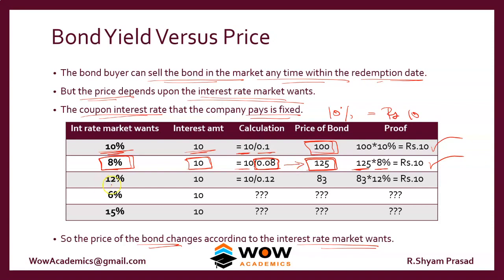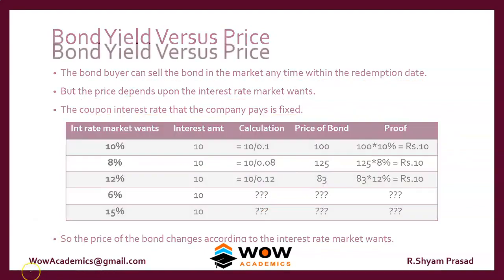Now we look at 10% and 12%. The interest paid by the company is the same 10, but the divisor will become 0.12 or 12%. So the price of the bond comes to 83. So you can calculate what would be for the other cases. The price of the bond keeps moving according to the market interest rate. So the price of the bond will not stay constant. That is the rule. I hope you have understood the concept here.